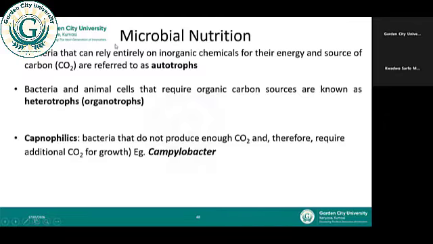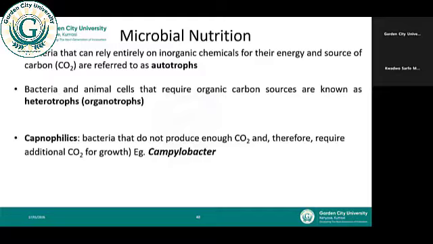So they can rely entirely on inorganic chemicals as their source of energy. And these are referred to as the autotrophs, self-feeding. They use these inorganic chemicals to produce energy. Others will also rely on the products from these autotrophs. So they require organic carbon sources of nutrients for their survival or as their source of energy. So these are called the heterotrophs or organotrophs.